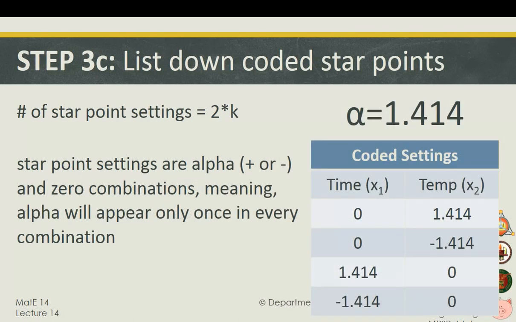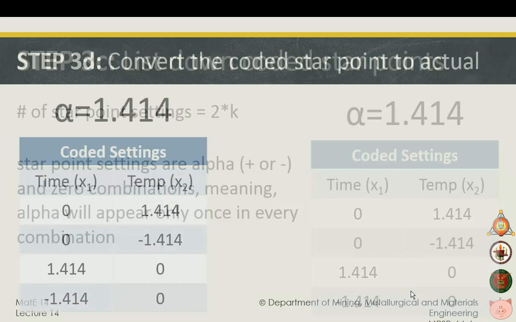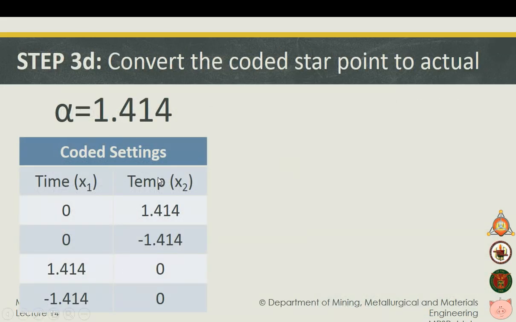Okay, so when we do that, we can now complete the coded settings. This is a table of your coded settings. This is just all the combinations of zeros and plus or minus alpha. So we have 0, 1.414; 0, minus 1.414; 1.414, 0; and minus 1.414, 0. Take note, the arrangement here is arbitrary, but this is just all the possible combinations. Okay, so now that we have our coded star settings or star points, we need to convert this into actual or natural settings.